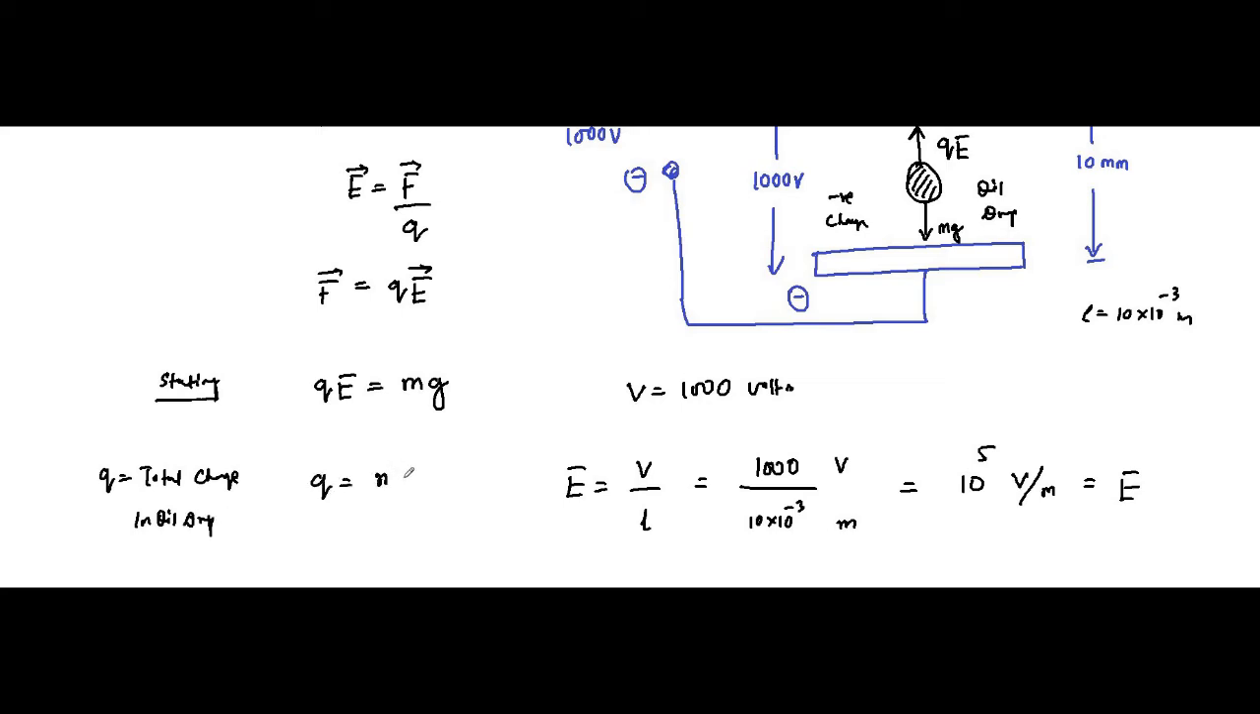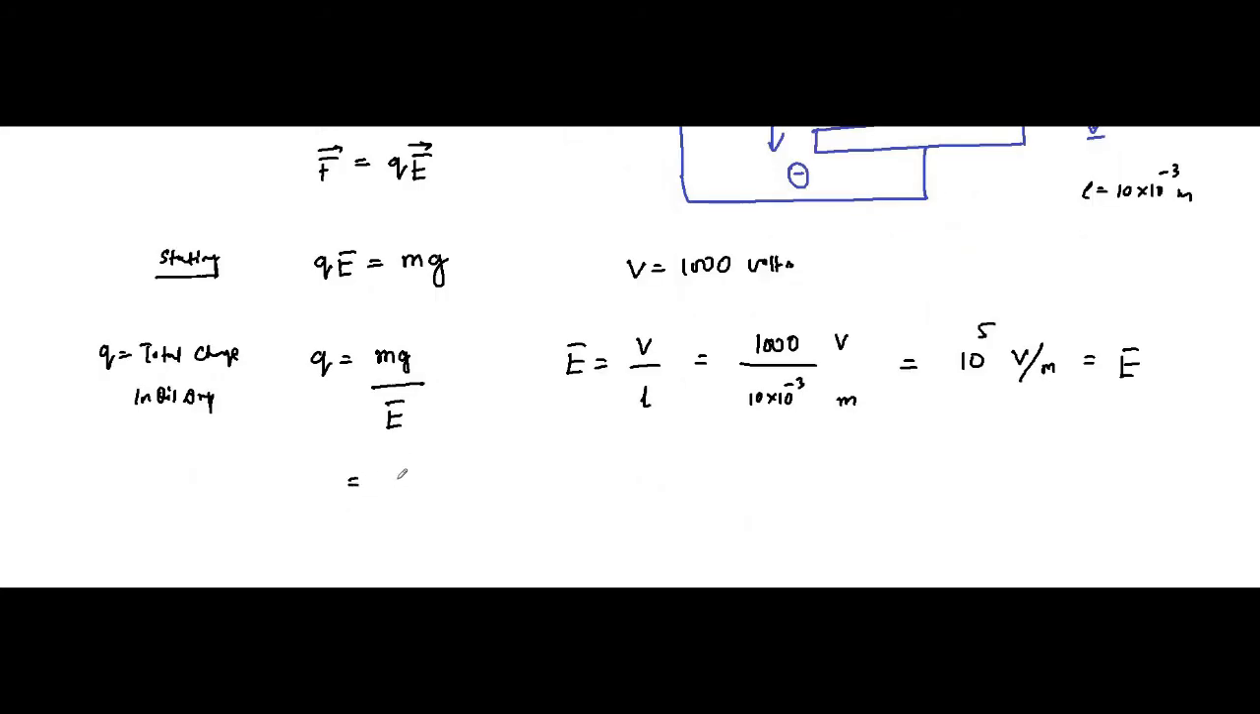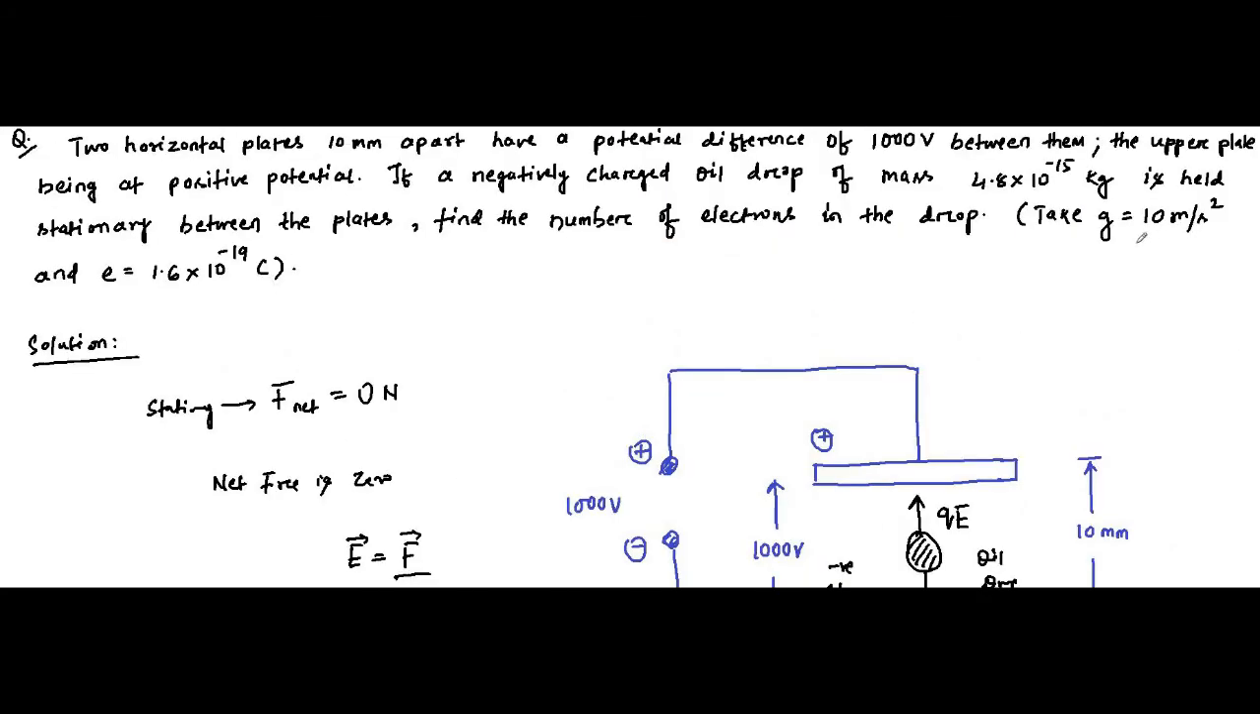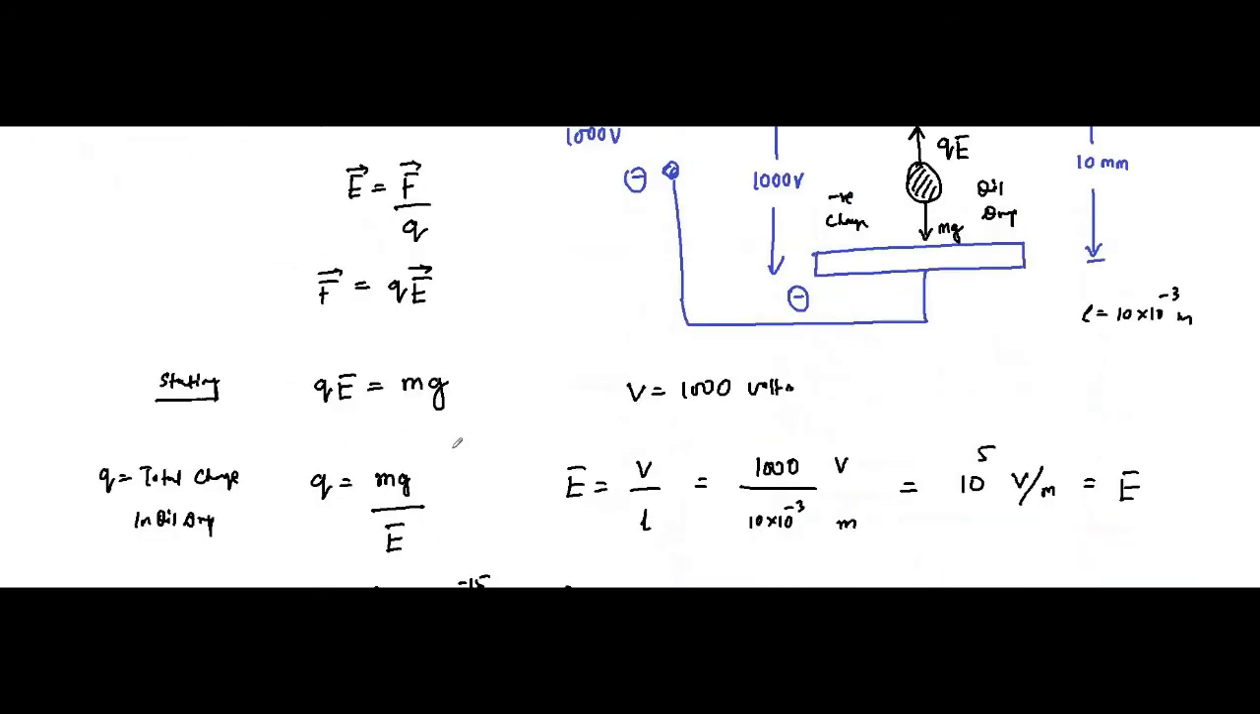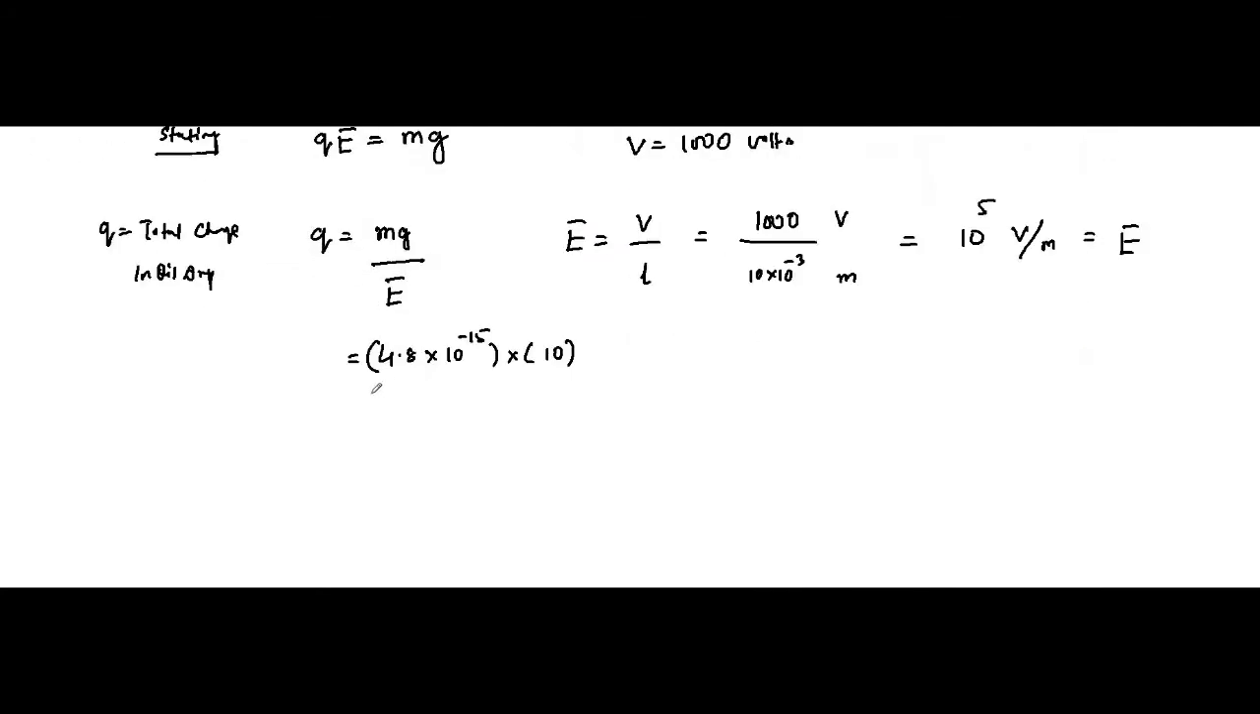So Q, we have to find this Q, that will be equal to mg by E. So here m is equal to 4.8 into 10 to the power minus 15 kg, g is equal to 10 meter per second square. We have been asked to take the value of g as 10, not 9.8. So whenever data is specified to take this value specifically, always use that value. Don't use 9.8 here, otherwise the answer will come wrong. And then by E, which is equal to 10 to the power 5. All are in SI units, so everything is correct.